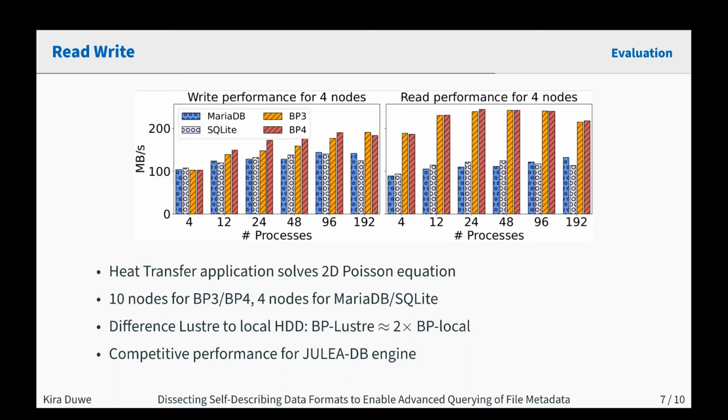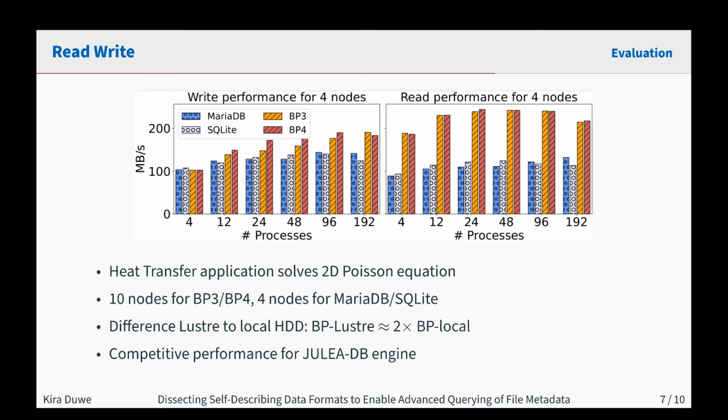So, to evaluate the read and write performance, we used the heat transfer application from the ADIOS2 repository, and it solves the 2D Poisson equation for the temperature distribution in homogeneous media. And the data rates are shown in this plot, and they are the mean values of the individual I/O times of each process per step over all steps.